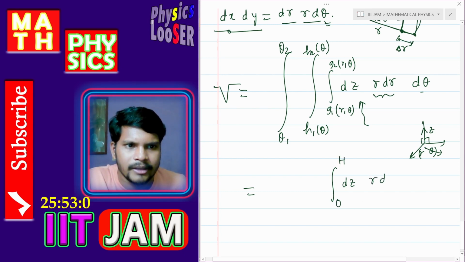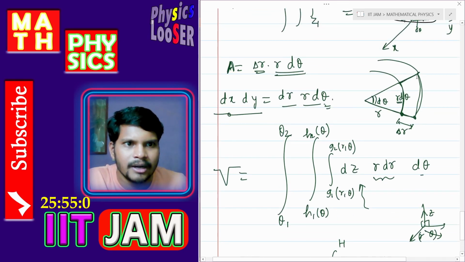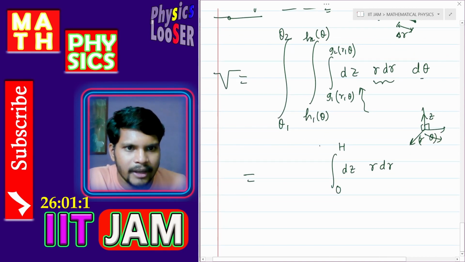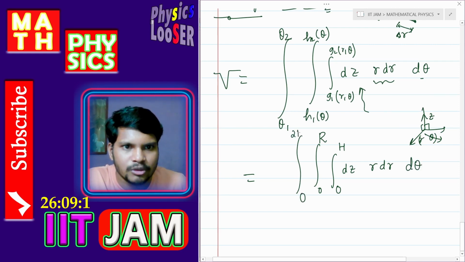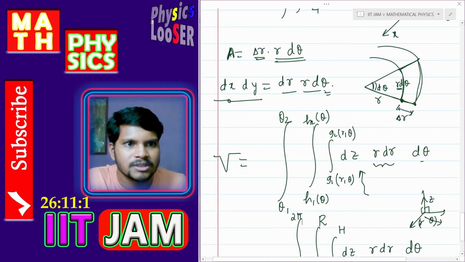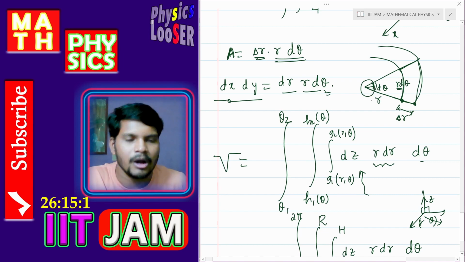Now, what about r dr? r dr is again the cylinder. It is the disk, or you may say a circle. So r dr will go from 0 to, let us say, capital R. On the other hand, d theta will go from 0 to, because theta is going in a full circle, it will start from here, let us say 0, and then go up, making 2 pi at the center.